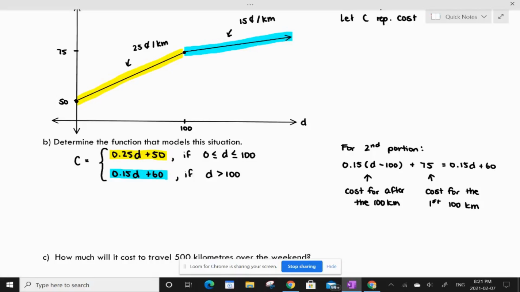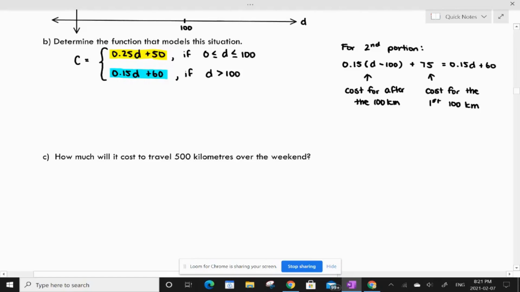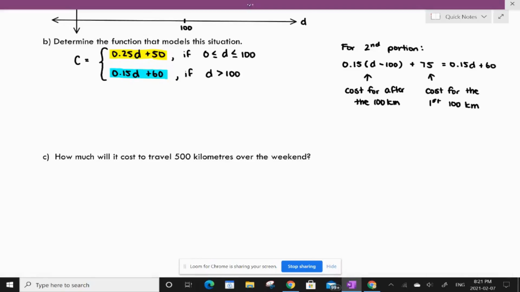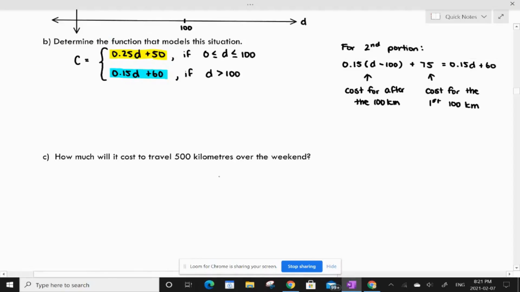Let's take a look at part C. For part C, it says, how much will it cost to travel 500 kilometers over the weekend? Now you have to be careful for this one here. Because of your piecewise function, you need to take a look at which piecewise part you are going to be using to help you solve this question. So we're looking at 500 kilometers. 500 kilometers is more than 100, which means we're going to use the blue equation to help us out.